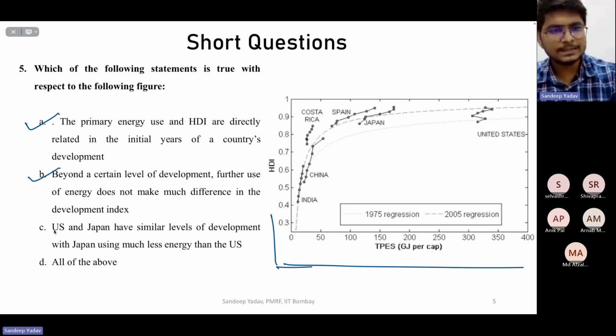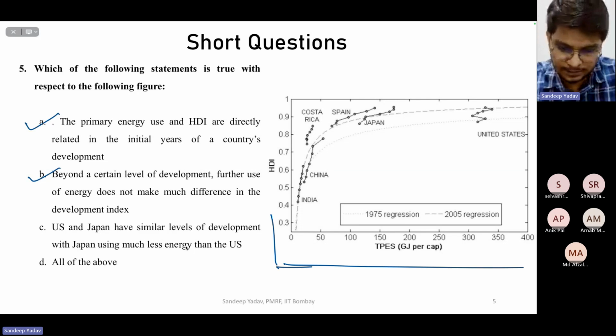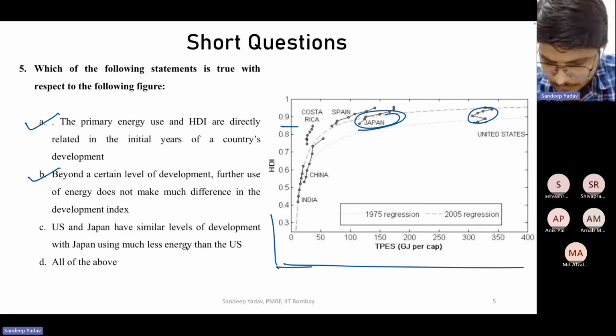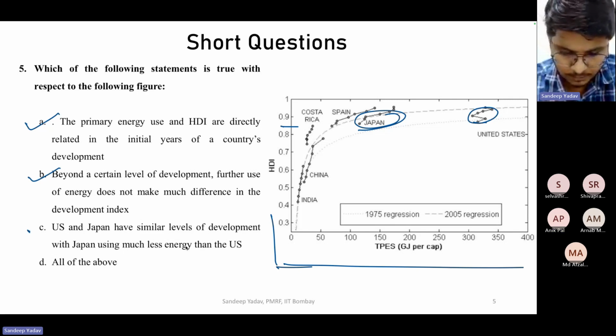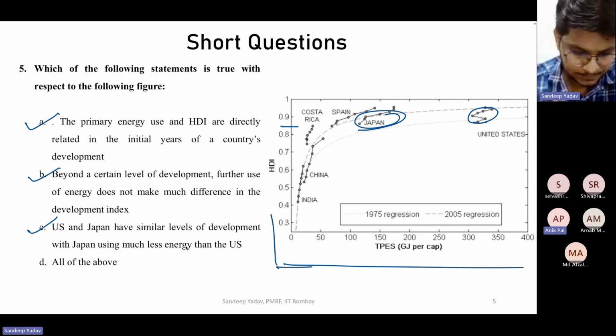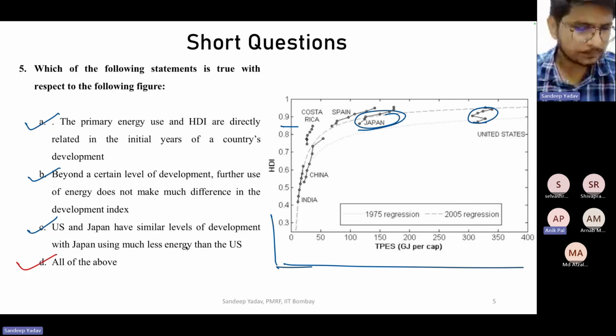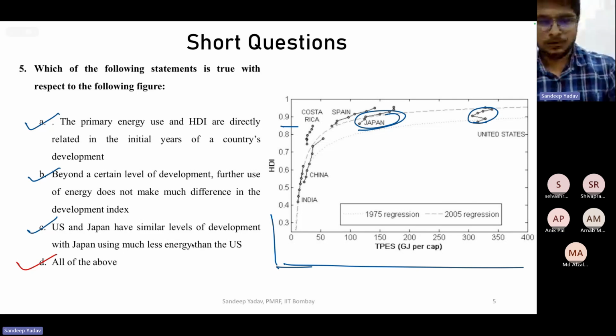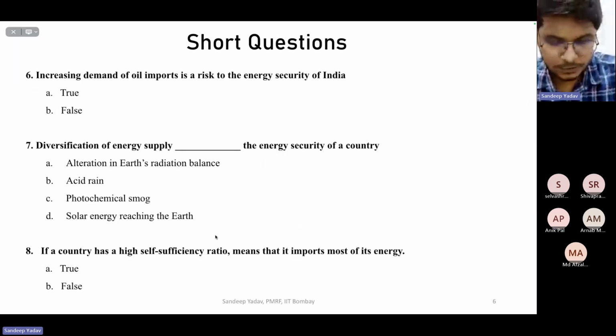Now the final C, US and Japan have similar level of development, with Japan using less energy. Yes, if you will see the human development index, these are all having the same HDI level, but US is consuming more energy for the same HDI index. So this statement is also correct. So the answer will be all of above. Right? Okay. Now let's move ahead.